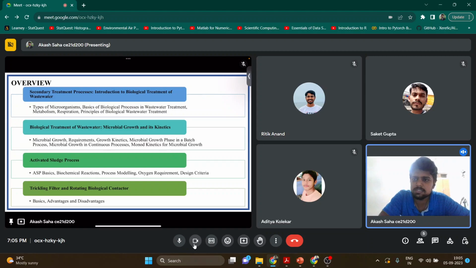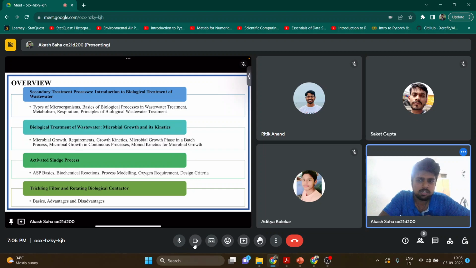So we will briefly see whatever we discussed in this week's course. We are into week 6 now. We started with the introduction of biological treatment of wastewater, where we discussed various types of microorganisms, the basics regarding the biological processes, its metabolism, respiration, and the principles. Then we moved on to microbial growth and its kinetics, the requirements for the microorganisms, and the microbial growth phase in batch mode and in continuous mode. Then we moved on to the Monod kinetics for microbial growth.